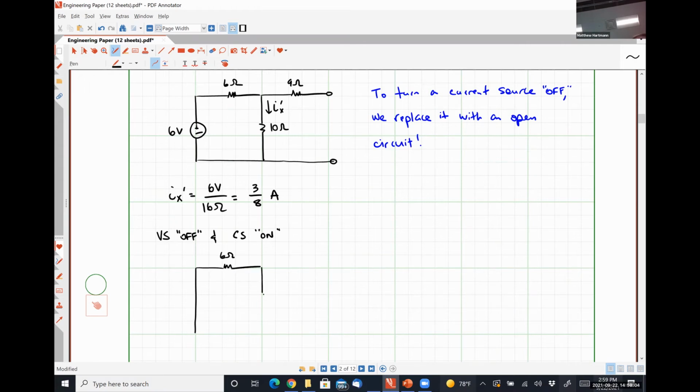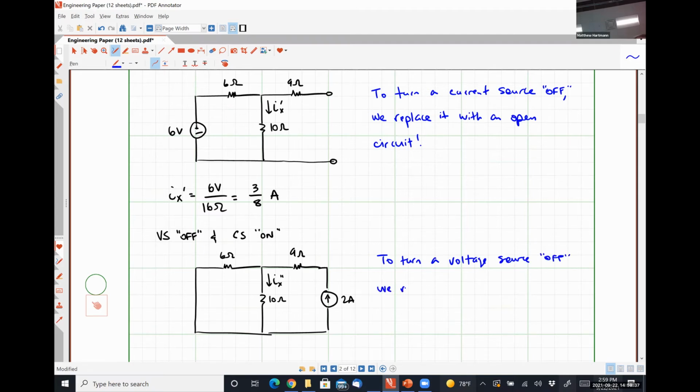There's our 6 ohm resistor. Here's our 10 ohm resistor. Here's going to be Ix double prime. Here's our 9 ohm resistor. Here is our 2 amp current source. And I will write out here: to turn a voltage source off, we replace it with a short circuit.